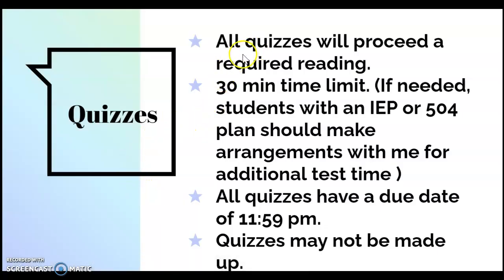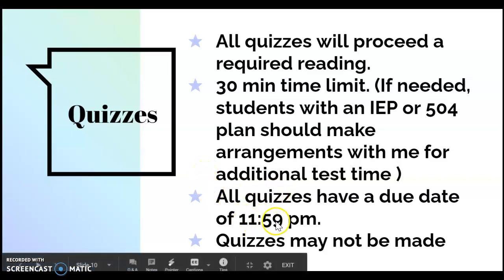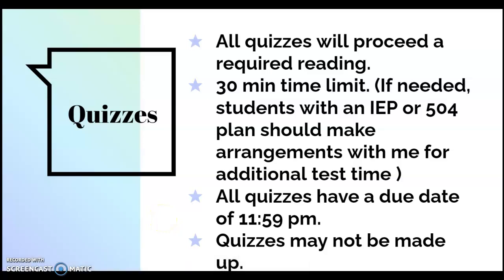And just a reminder, all quizzes will follow a required reading. You have a 30-minute time limit. If needed, students with an IEP or 504 plan should make arrangements with their respective teacher for additional test time if they need it. All quizzes have a due date of 11:59 p.m. Normally quizzes may not be made up, but it's also at the discretion of the teacher. So if you have any questions, you can email your PE teacher. Just know that it's normally 10 questions and they're usually multiple choice or true false.